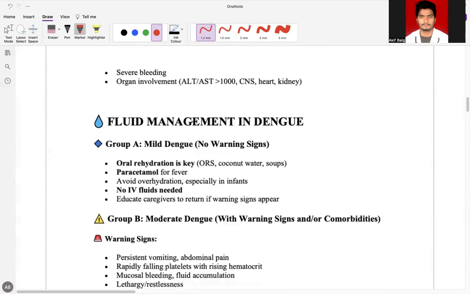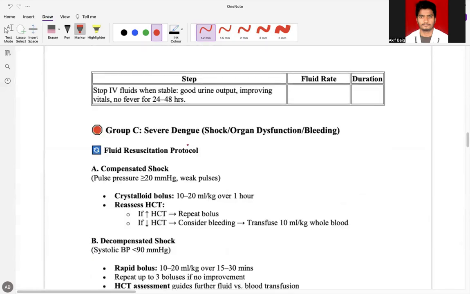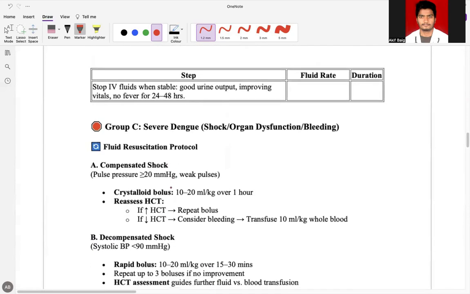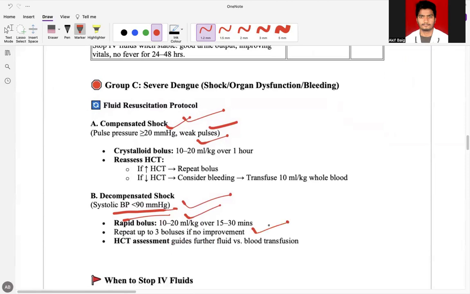So severe dengue, as we discussed, fluid management in severe dengue cases: you look for compensated shock. That means the patient has a pulse pressure of less than 20 millimeters of mercury with weak pulses. You give a bolus of 10 to 20 ml per kg per hour over 1 hour. Decompensated shock means systolic BP is less than 90. If the patient is like that, then you should give a rapid bolus. Repeat up to 3 boluses if there is no improvement. So more aggressive fluid therapy is given for patients with decompensated shock.